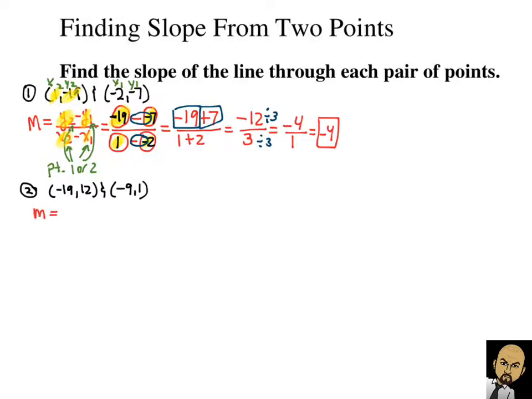So first thing you do, once again, is you write down the slope formula. What is slope? The difference of the y's over the difference of the x's. Next thing you do is you draw your dumbbells. Again, it's going to help you get organized. Now you label your points.